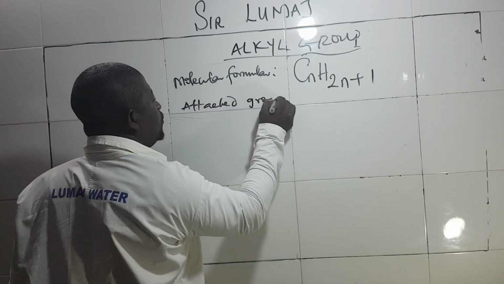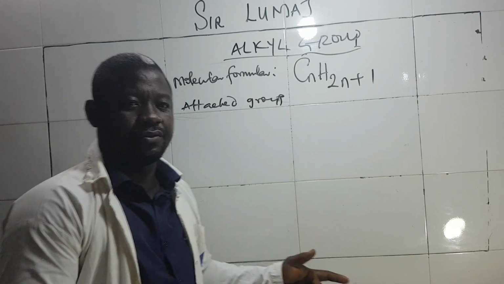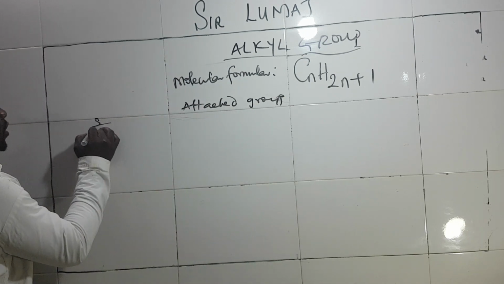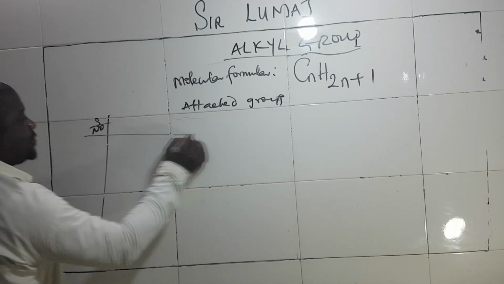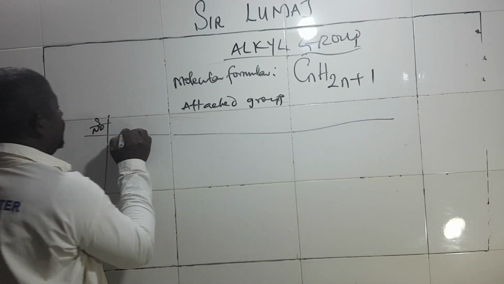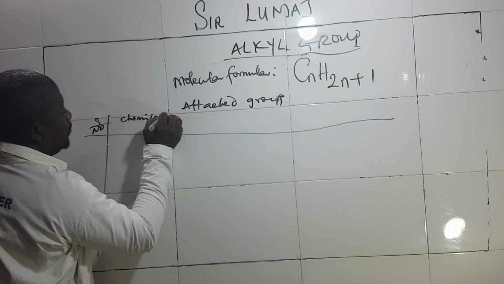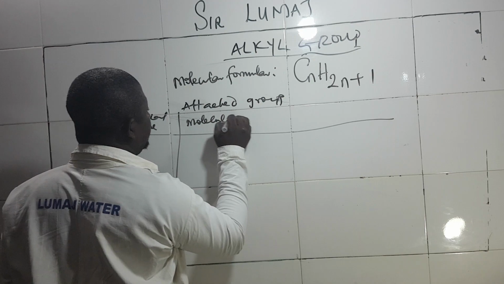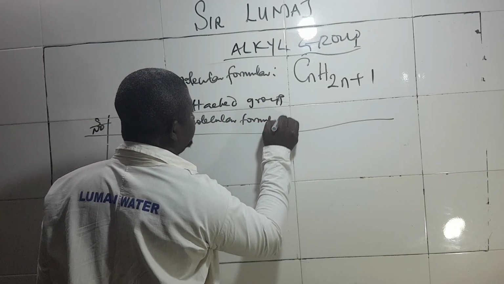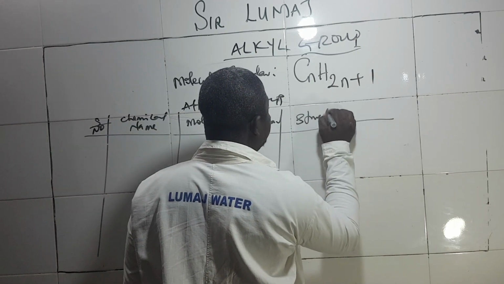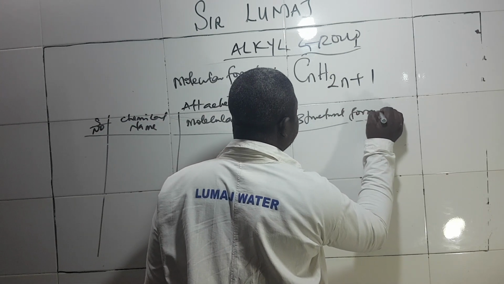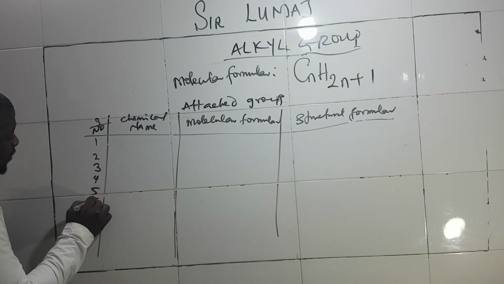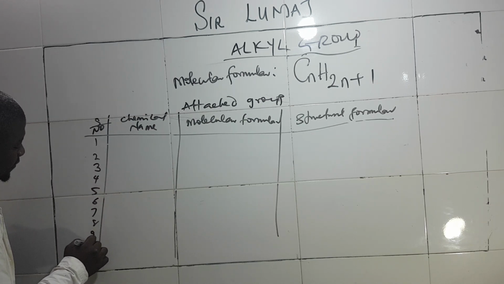Attached groups form attached groups to a compound. Do you understand? Now, as an exercise, you are going to complete the table. For the serial number, we have the chemical name, the molecular formula, then the structural formula. On the serial number, we have 1, 2, 3, 4, 5, 6, 7, 8, 9, 10.